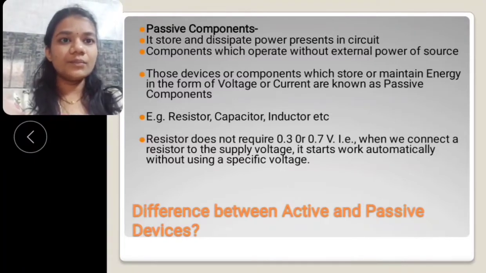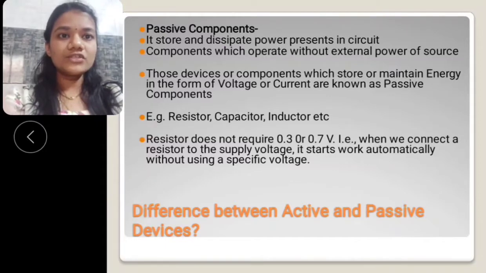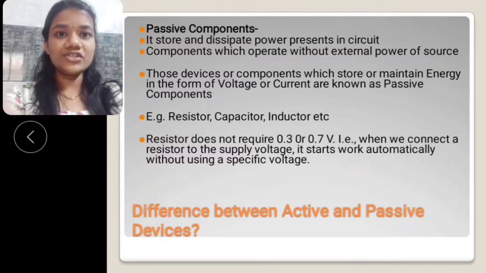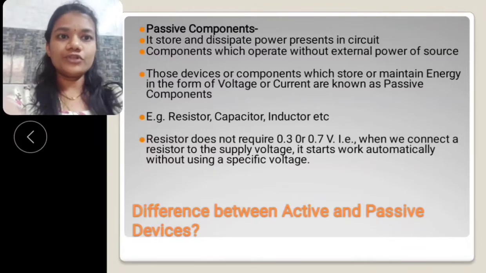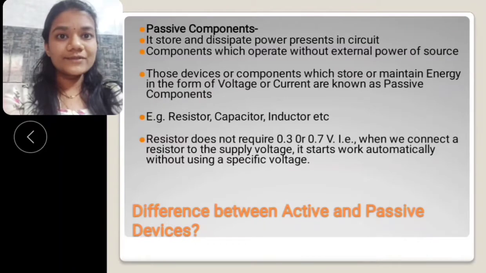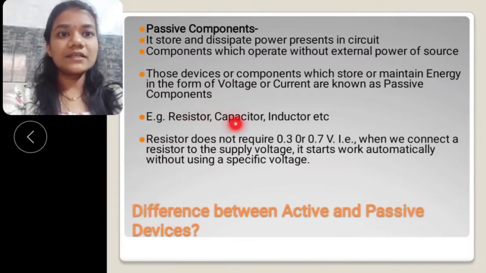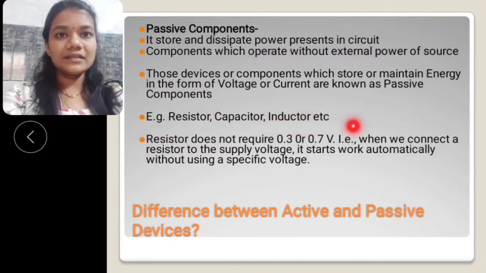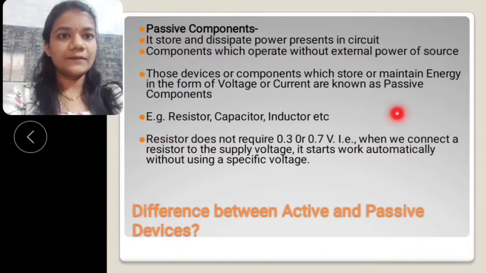Those devices or components which store or maintain energy in the form of voltage or current are known as passive components. So what are the examples of passive components? Resistor, capacitor and inductor are the examples of passive components.